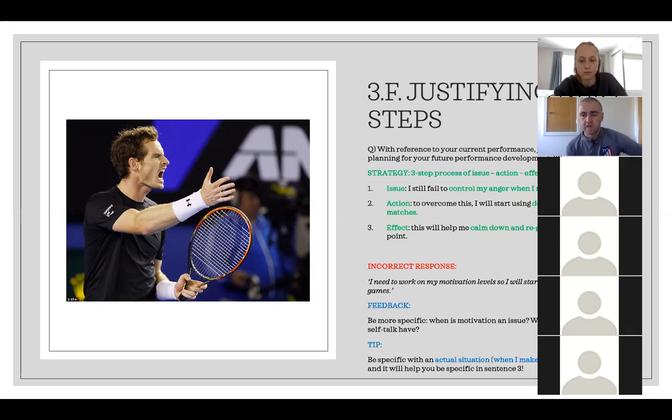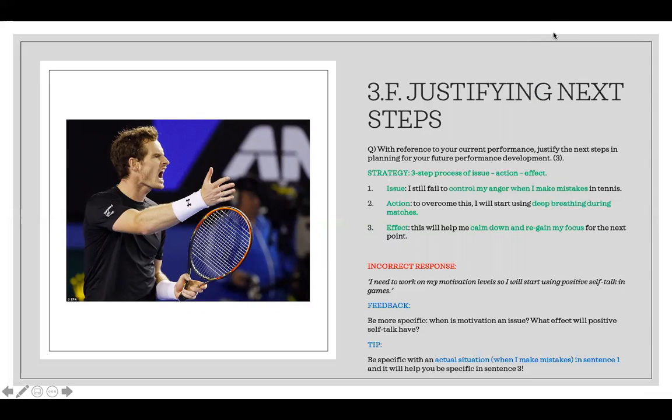Well, I've done a PDP in anger, but I'm still failing to control it when I make mistakes in tennis. Right, okay, so that's the issue that we're facing. Based on that, what is the action that you're going to carry out? What are you going to do to improve this? Well, to overcome this, I'm going to start using deep breathing during matches.